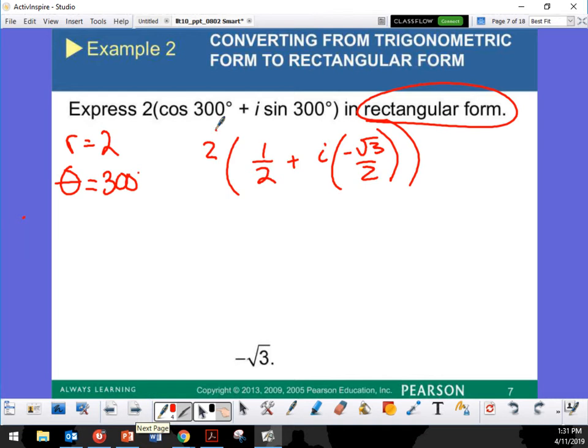All right, go ahead, do my distribution. 2 times 1/2 is 1. Okay, plus a negative. It's minus, right? Yeah. So it's minus. Now 2 times this over here, what do we get? Radical 3. And what am I missing? The i. So I'm going to put the i. You could put it in front or you can put it in the back, but I highly recommend the front.